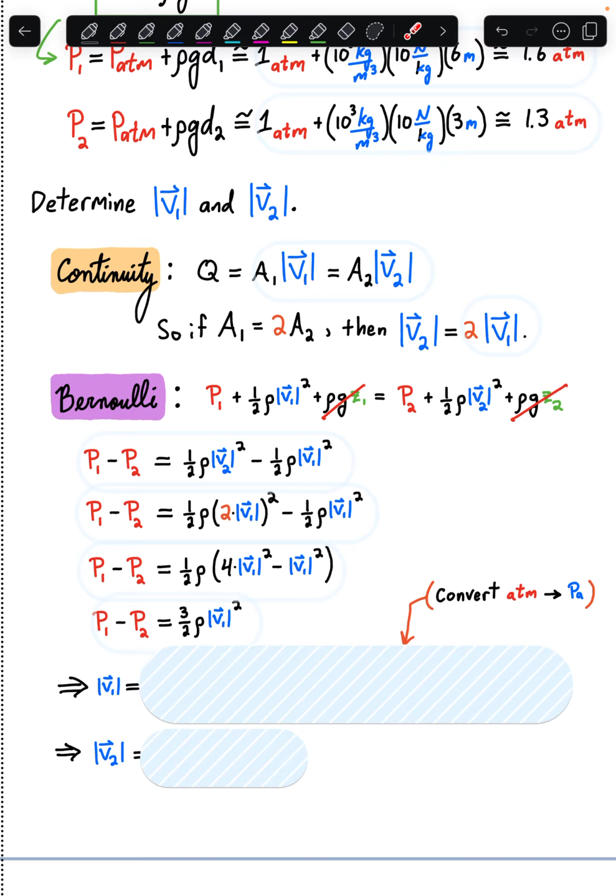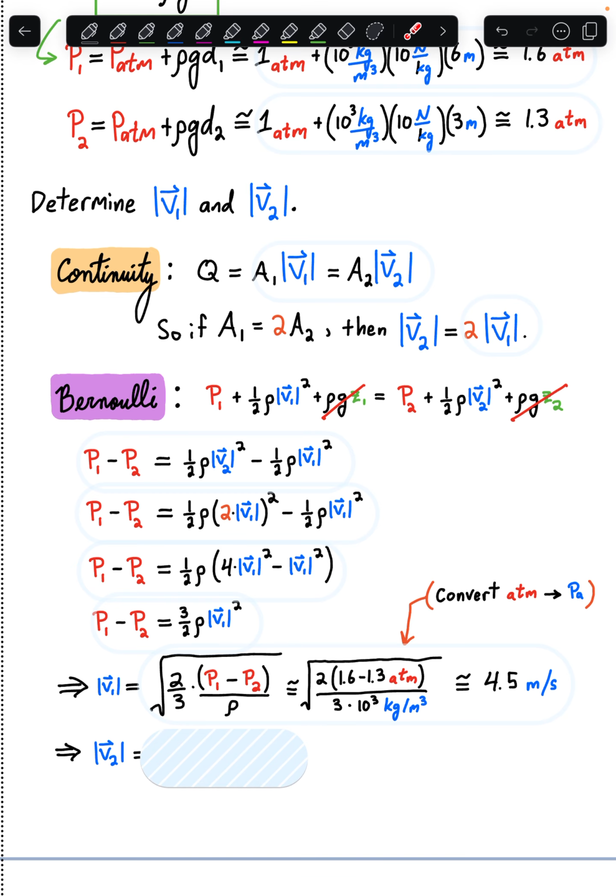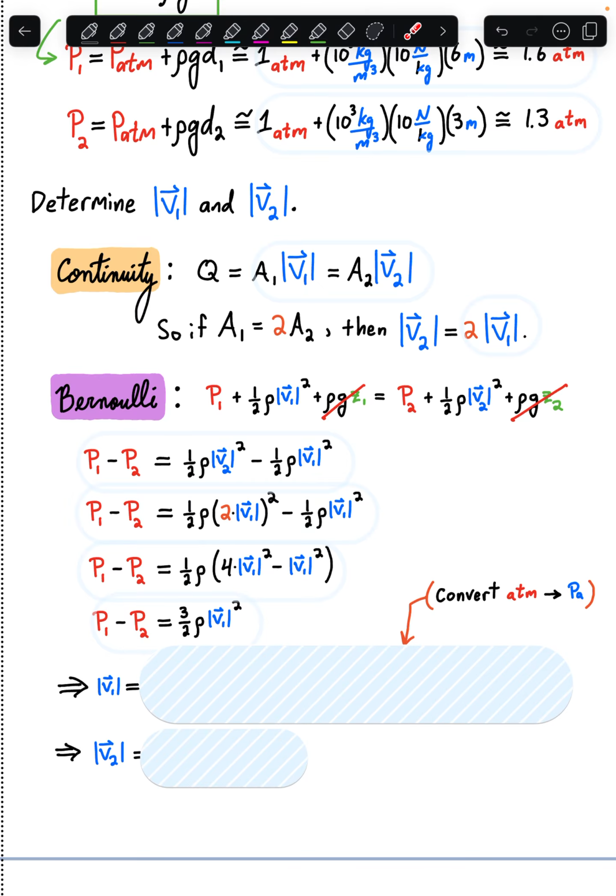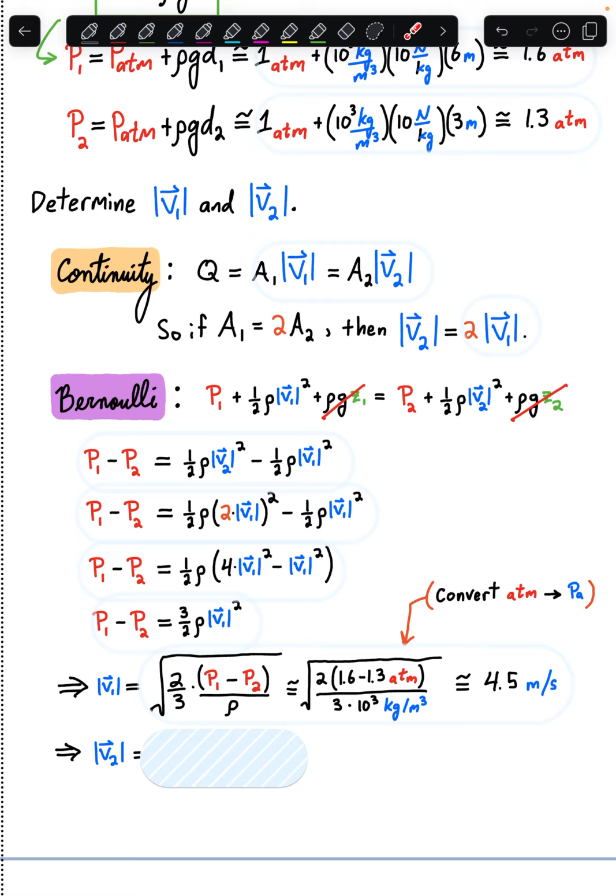And now let's finish rearranging this to get v1 by itself. So I'll multiply both sides by 2/3, divide both sides by rho, and then square root both sides to get v1 equals this expression here. And we found those two pressures, P1 and P2, 1.6 and 1.3 atmospheres. Now to do our calculation, we're going to have to convert those atmospheres to pascals. It has to be in SI units. So we'll note that the difference is about 0.3 atmospheres. 1.6 minus 1.3, the difference is 0.3.